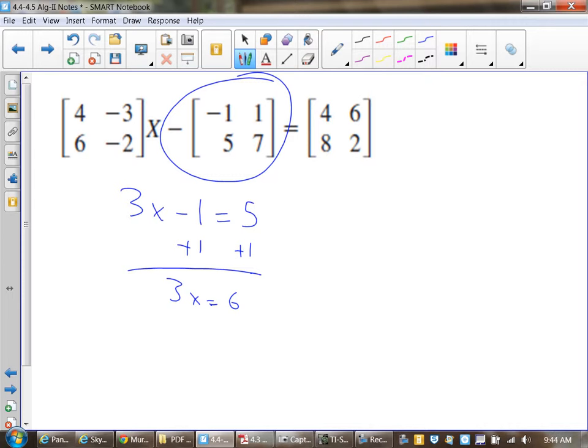Now, obviously, you still have to do the inverse of the matrix next to the x. And then when you type in the other matrix, you could probably do this adding or subtracting in your head. If you want to write it out, write it out. Just take a second, see what you get.